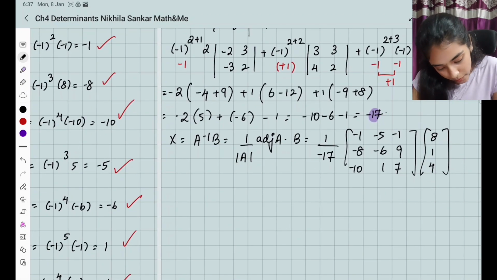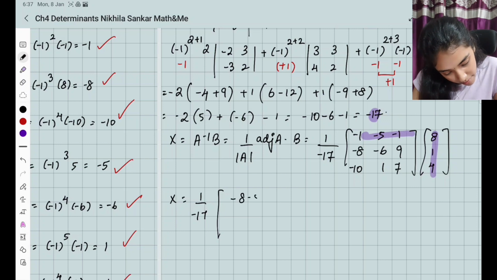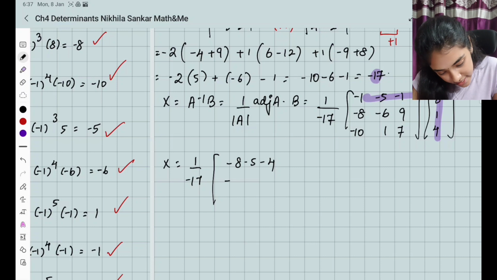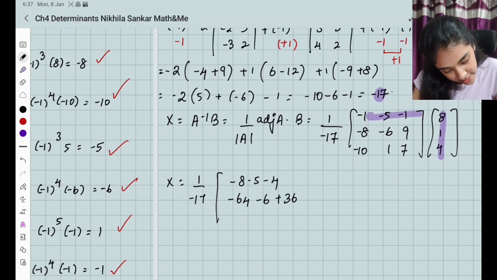Okay. So now X equals 1 by minus 17 will remain as it is. Inside you have first row and the one and only column. So it is going to be minus 8 minus 5 minus 4. Second row, minus 8, 8 8s are 64. So minus 64 minus 6 plus 9 4s are 36. Then last row you have minus 80 plus 1 plus 28.